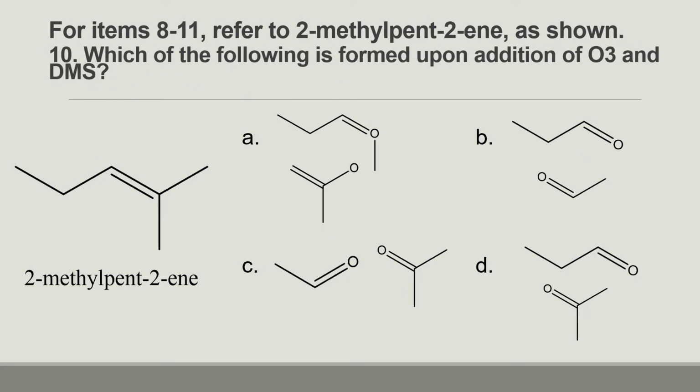Number 10, which of the following is formed upon addition of ozone and DMS or dimethyl sulfate? So still the same compound, but this time this is an ozonolysis reaction. So ano nangyayari sa ozonolysis reaction? Nakikleave yung double bond and nagkakaroon si oxygen nag-a-attach doon. So parang kumbaga siniksik mo si oxygen sa gitna. That's how I like to visualize it in my head para madaling tandaan. So when that happens, very basic lang, no? Hindi na ito tricky. Don't worry.